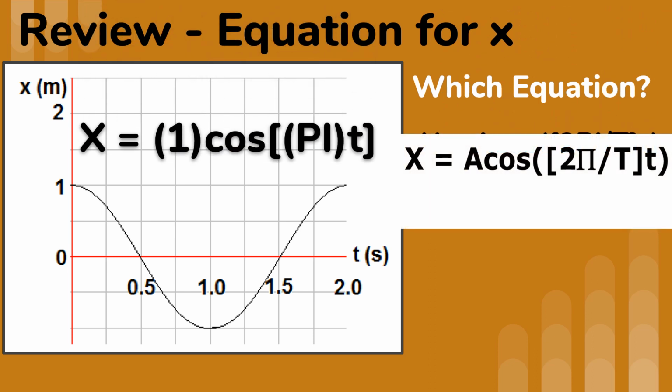Since this x plot starts at the maximum amplitude, its equation uses cosine. The amplitude is 1 meter and the period is 2 seconds.